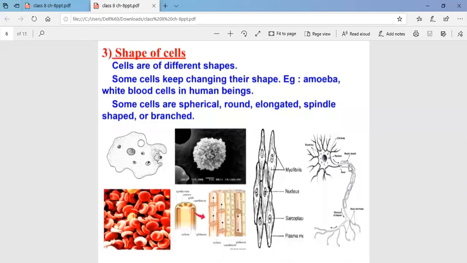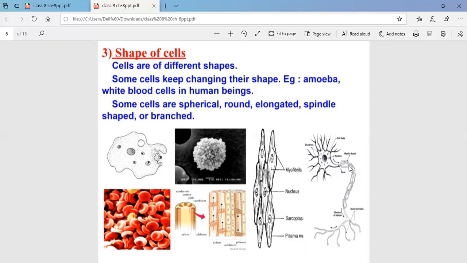Good morning, children. Today we'll continue chapter number 8, Cell, Structure and Function. Already we have discussed the discovery of cell, why cell is known as a structural and functional unit of life, the difference between unicellular and multicellular organisms, cell theory, and the levels of organization: how different cells combine to form tissue, tissues combine to form organs, different organs join together to form organ systems, and then the whole organ systems combine to form an organism. So these all were the levels of organization.